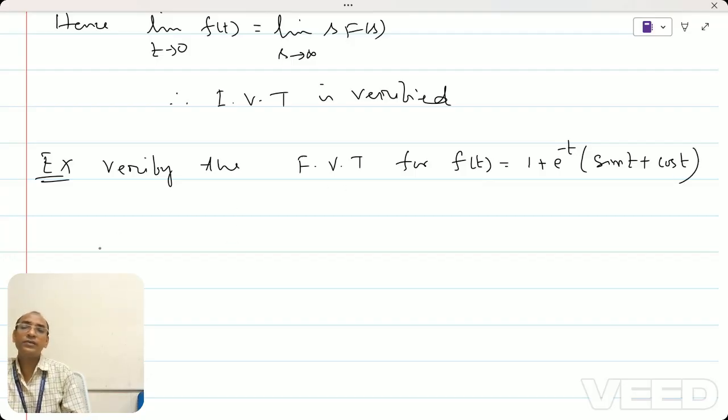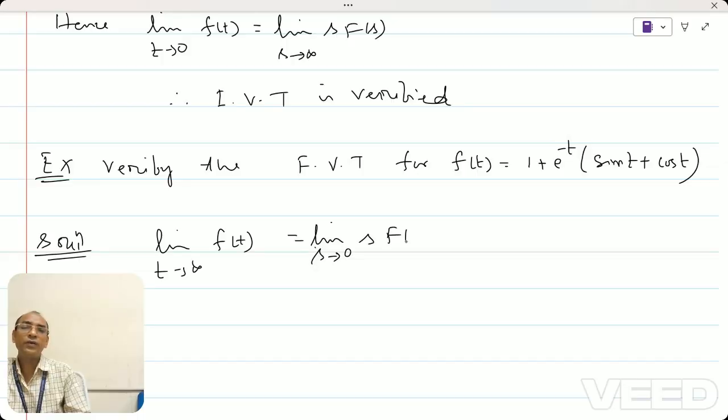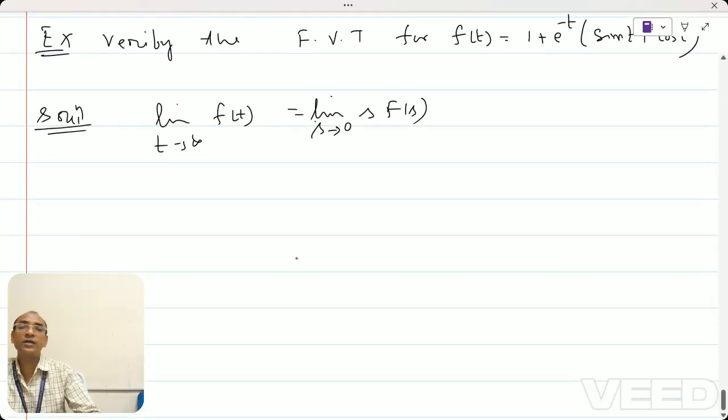So now I will verify the final value theorem. According to the final value theorem, what we need to see is that the limit as t tends to infinity of f of t should be equal to the limit as s tends to 0 of s into F of s. So let me first find F of s, then we will go for the rest.